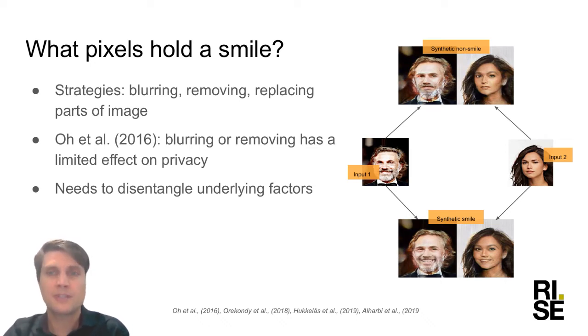And there have been some strategies to privatize images, such as blurring or removing or replacing parts of the image. But Oh et al. in 2016 showed that blurring or removing has a limited effect on privacy of the facial images. So we actually have to start disentangling the underlying factors here, which is a really challenging task.